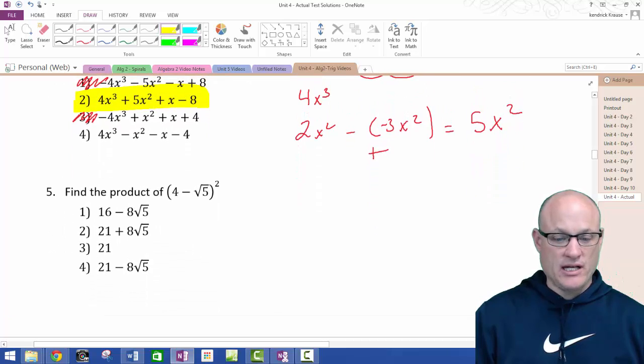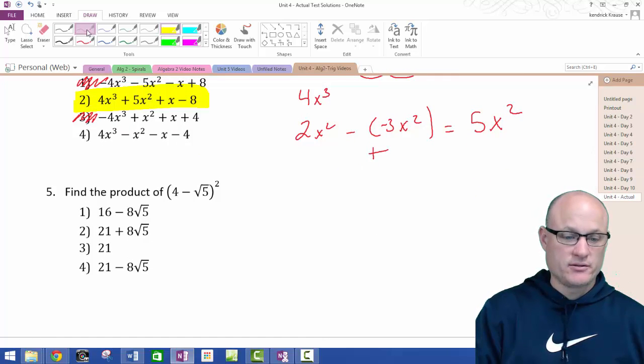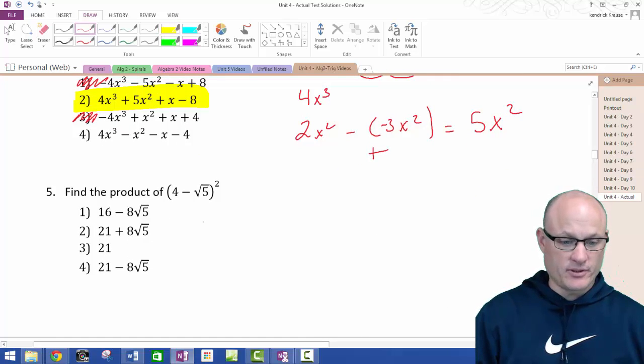Lazy folk picked, I don't even know what you picked on this one. Lazy folk pick weird stuff. Maybe 3, I don't know. But remember, we're going to multiply it by itself.